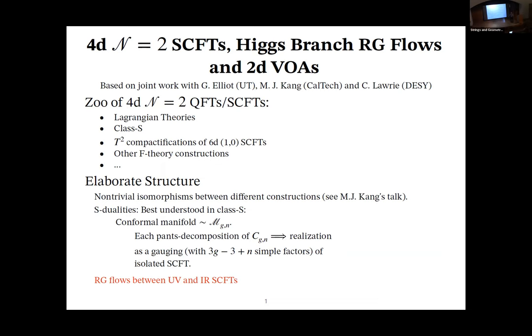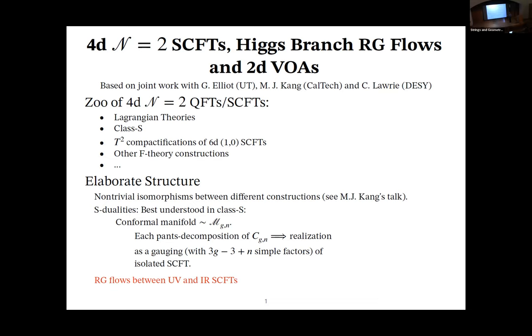For each pants decomposition, you get a realization of the theory as some gauging, with some 3g-3+n simple factors in the gauge group, of isolated SCFTs. And so there are lots of different realizations, all of which give you the same family of theories, but in non-trivially related ways. All of that is by way of preamble.